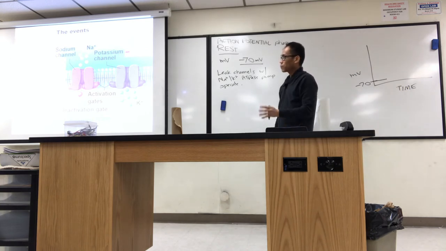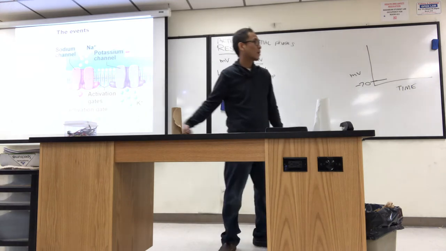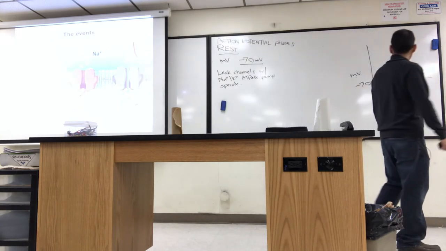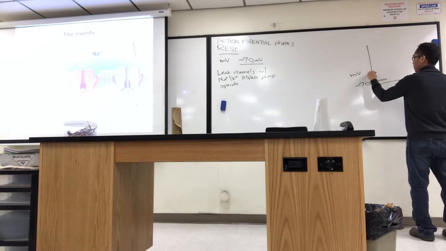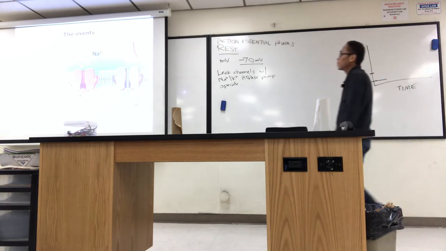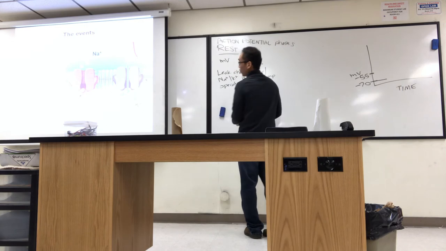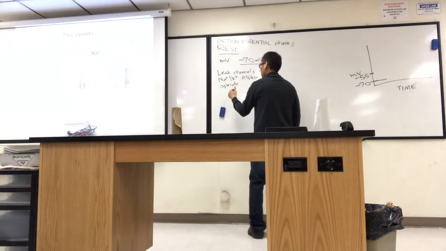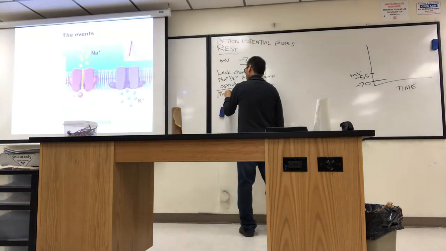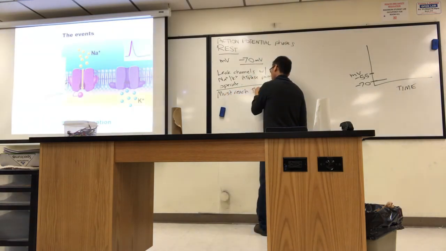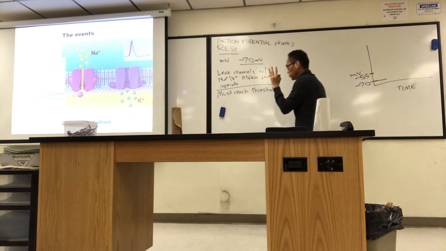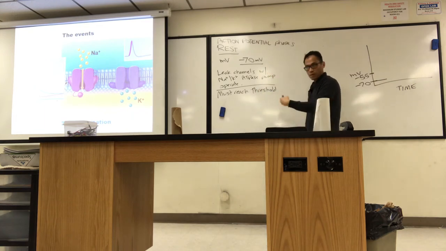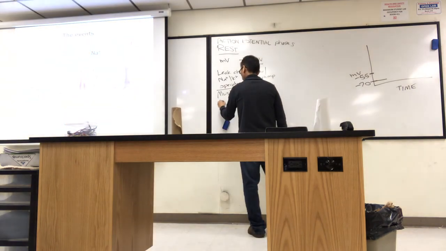So to turn the cell on, you must reach threshold. Let's say threshold is negative 55. I'll put it right around there. Boy, whoops, I skipped a slide. There's the pole. Okay, before you get to this slide, you first must reach threshold. So let's assume you stimulate the cell and you get enough of a graded potential, enough of a jolt.